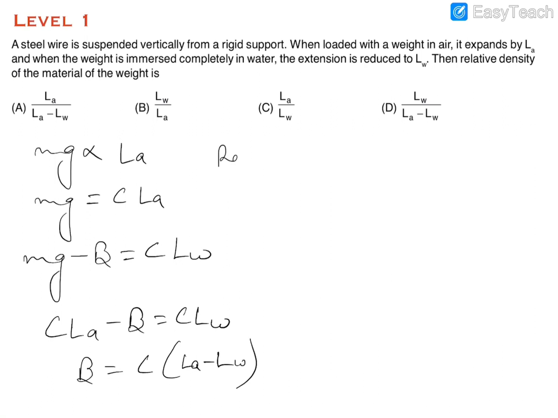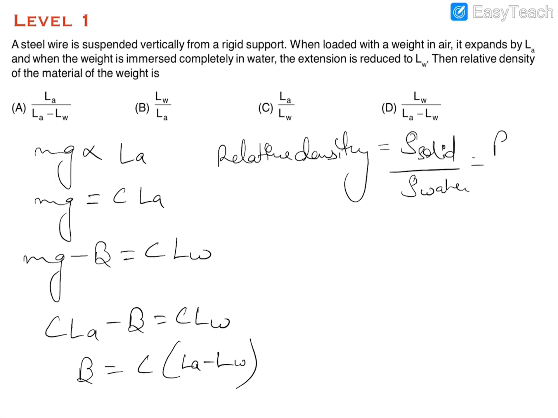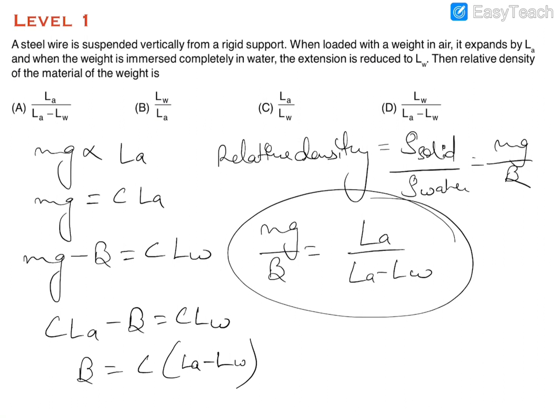Now the relative density is equal to the density of that solid upon the density of water. And it is also equal to mg upon buoyancy. So mg upon buoyancy is the relative density and it is equal to LA upon (LA minus LW). So the correct option will be option number A. Now we move on to the next question.